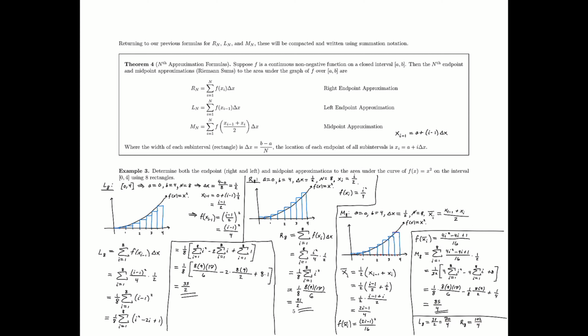And in general, if f is monotone, well, in this case, let's just say increasing. For increasing, we do have the midpoint is going to be sandwiched between the left and right endpoints. If our function's decreasing, then the directions of the inequality flip.